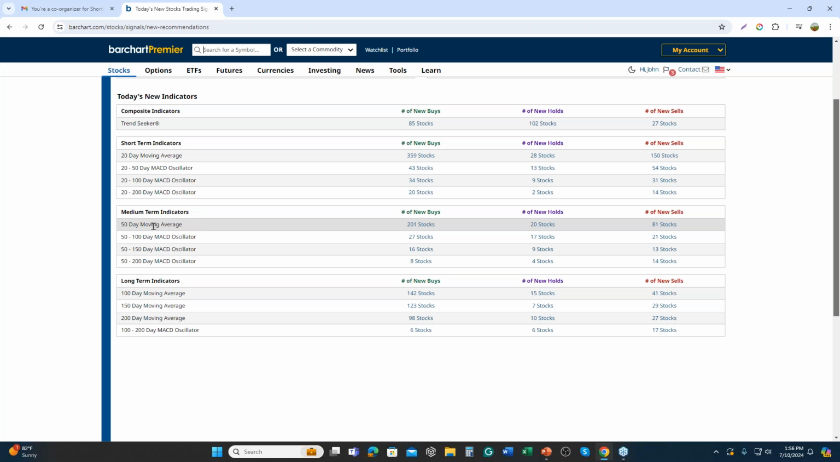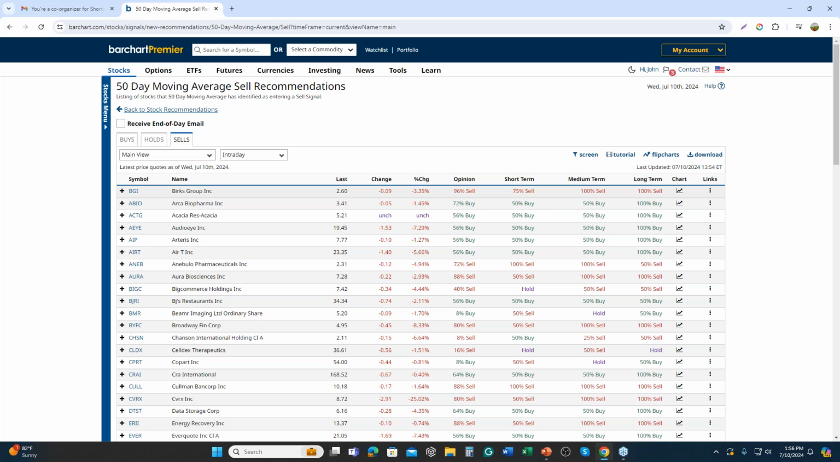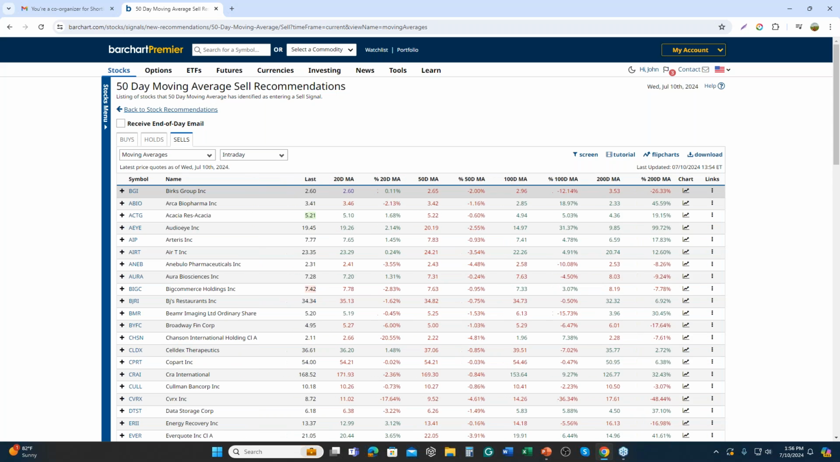indicator that we like. For instance, here again, here's that 50-day moving average, and here are 81 stocks today going below their 50-day moving average. Again, on this one, what I would do is always do our diligence on these types of trades. But what I'll do is come over here where it says main view, open this up, and go to moving averages.